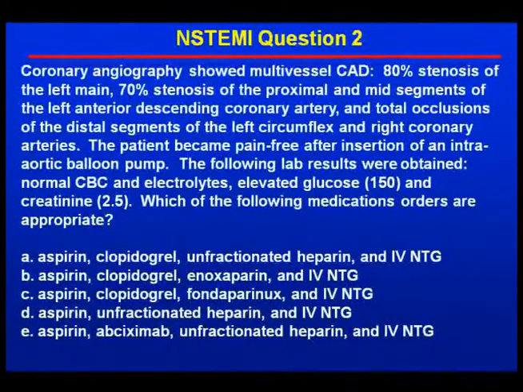All of the options contain aspirin. The first 3 contain clopidogrel. Then you can choose unfractionated heparin and IV nitroglycerin, enoxaparin and IV nitroglycerin, fondaparinux and IV nitroglycerin, aspirin, unfractionated heparin and IV nitroglycerin, or aspirin, abciximab, which is a 2B3A inhibitor, unfractionated heparin and IV nitroglycerin.